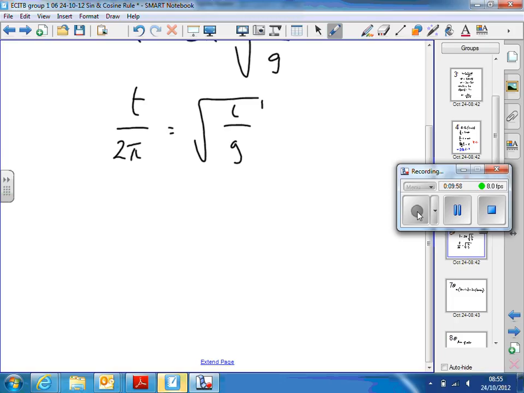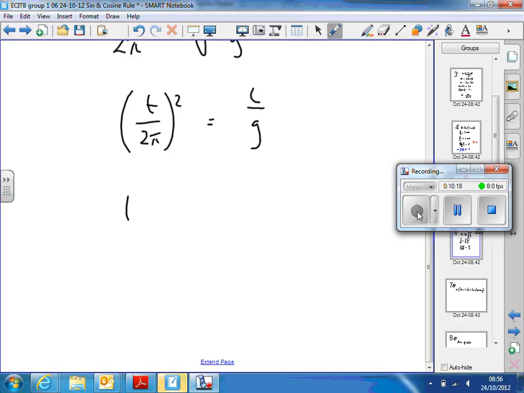Square both sides. So I get all the left-hand side squared, so I write t over 2 pi, and then square it, equals L over G. And then finally multiply both sides by G to get rid of the G. So L equals G multiplied by t over 2 pi all squared. So that's actually quite a straightforward one, although it looks awkward at the start.